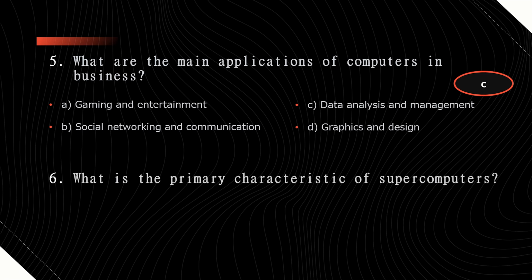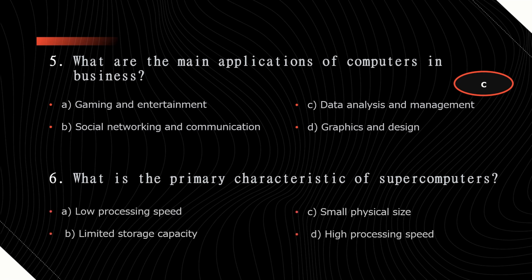What is the primary characteristic of supercomputers? Options: A. Low processing speed, B. Limited storage capacity, C. Small physical size, D. High processing speed. Answer: D. High processing speed. Supercomputers are known for their exceptional processing speed, enabling them to perform complex calculations and simulations.